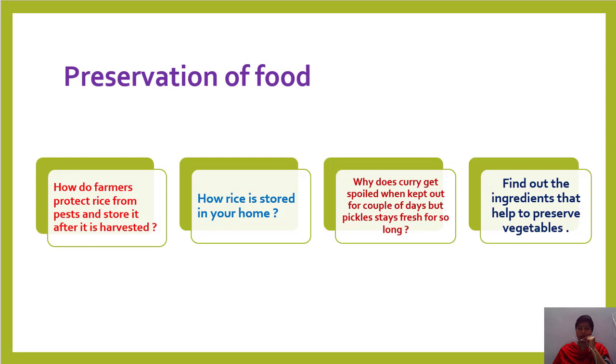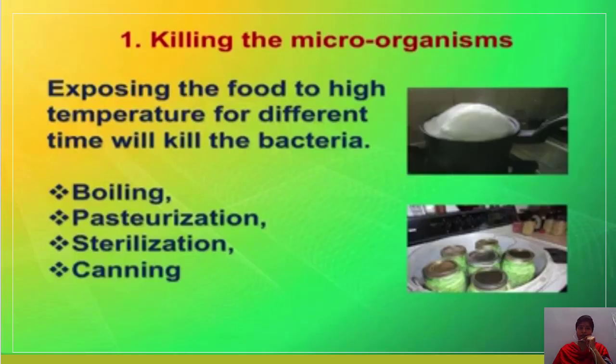Now I want to show some food preservation methods here. First one is killing microorganisms. For this, exposing the food item to high temperature for different times will kill the bacteria and other microbes. Here in this method, we usually do boiling, pasteurization, sterilization, and canning.